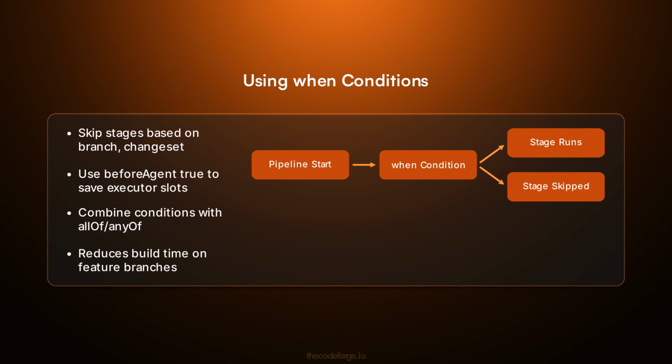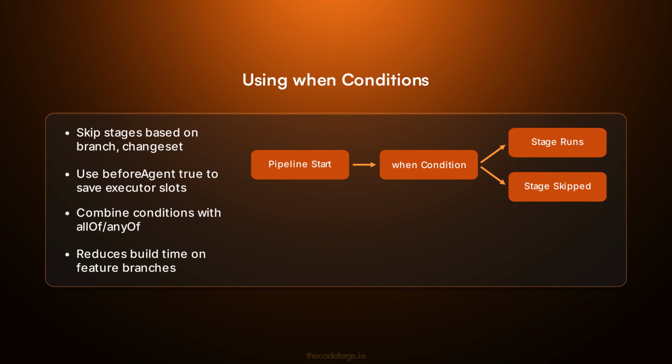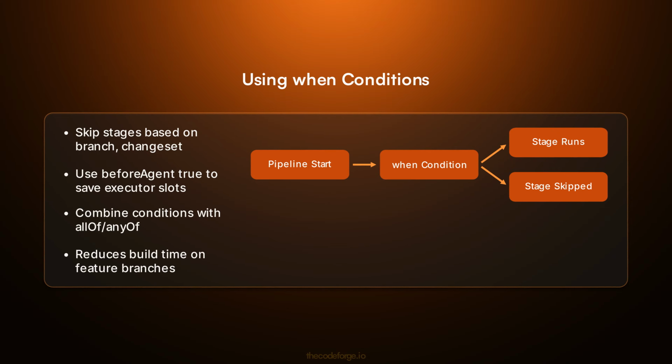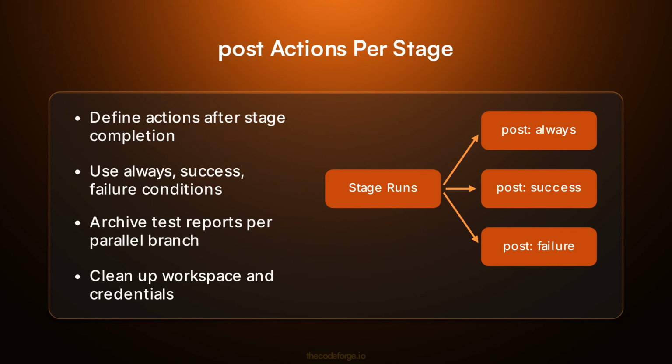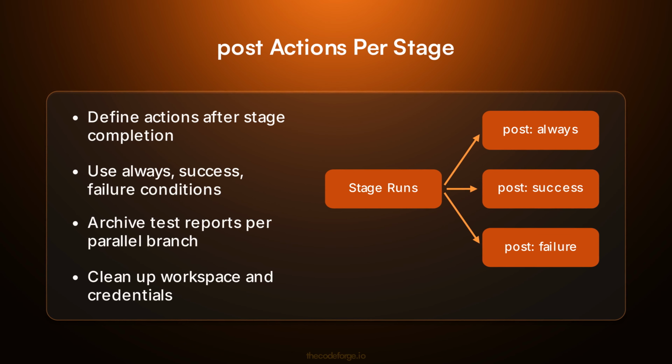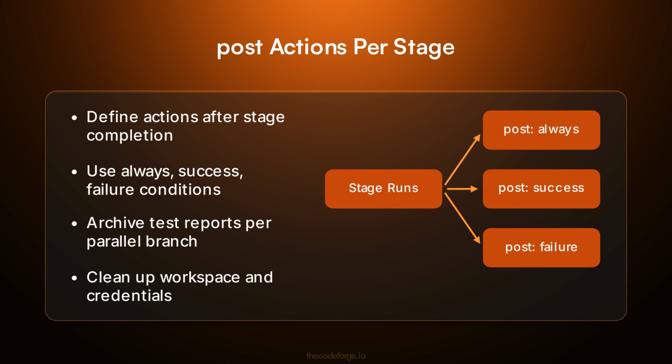The when directive allows you to skip stages based on conditions like branch or change set. Use beforeAgent true to evaluate the condition before allocating an agent, saving executor slots. The post section defines actions to run after a stage completes. You can have always, success, failure conditions. This is useful for per-stage notifications, artifact archiving, and cleanup.